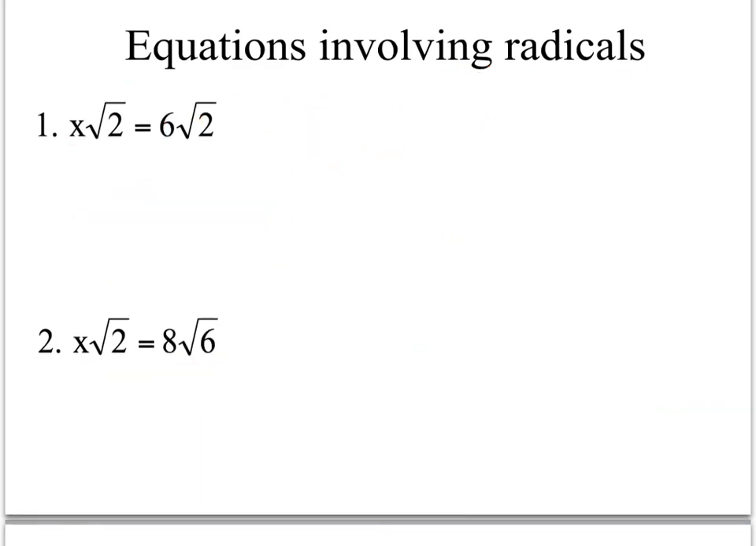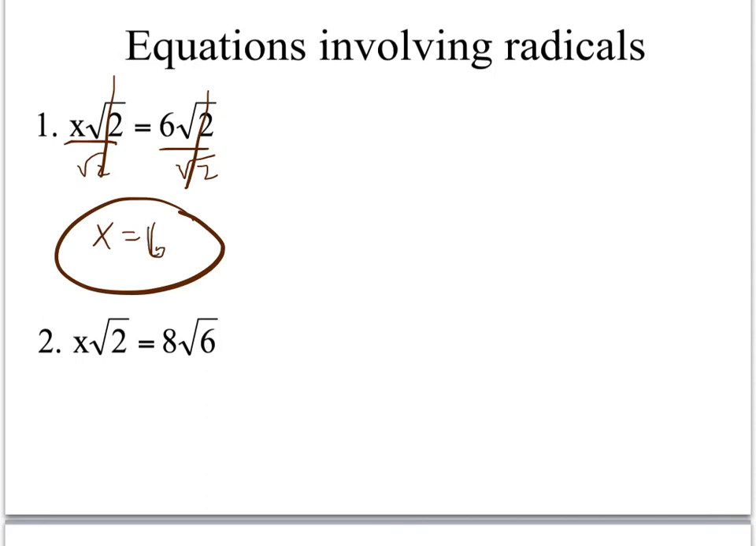Here we simply have more practice. This first one's really quite simple. I'm going to divide both sides by root 2, and this works out really well because the root 2's cancel on both sides, and x equals 6. Easy problem. Next problem. Looks a little bit different. I have more radicals involved. X root 2 equals 8 root 6.